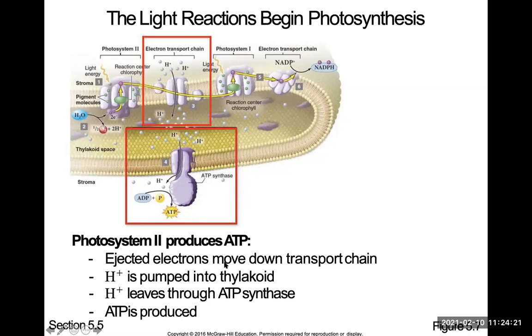And then ejected electrons move down the transport chain. Hydrogen ions are pumped into the thylakoid space. Hydrogen ions leave through ATP synthase, this engine here. When that happens, it's going to take ADP and phosphate, put them together, and make ATP.